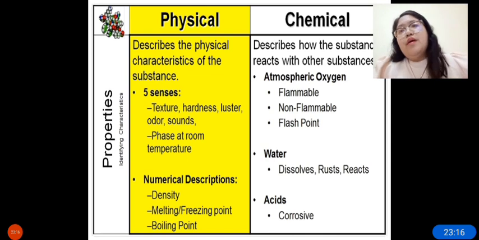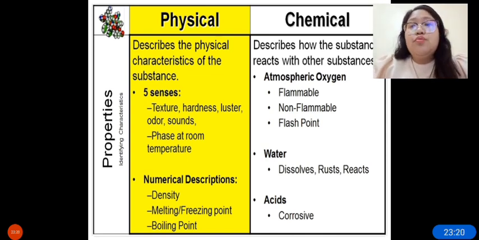And then physical properties also include state or phase at room temperature. So whether a substance is solid, liquid, or gas at room temperature. For example, water is liquid at room temperature, while others may be a gas or a solid at room temperature. And then we also have numerical descriptions such as density, melting or freezing point, and boiling point.